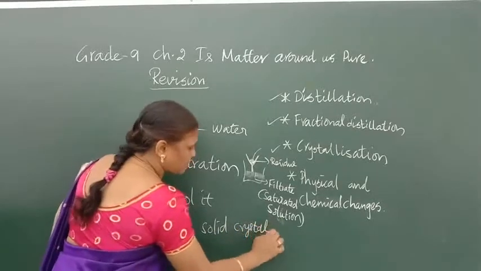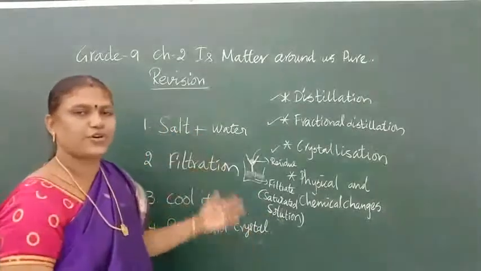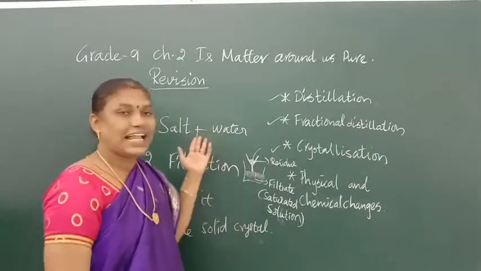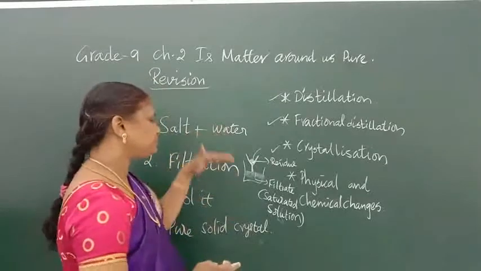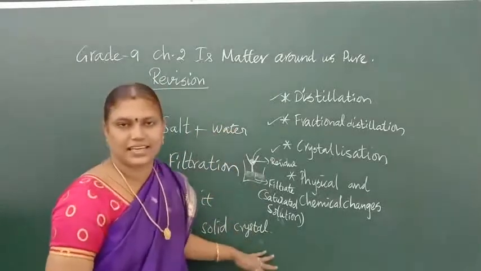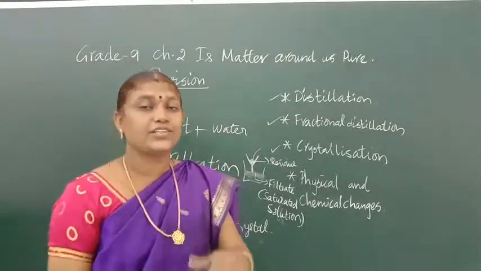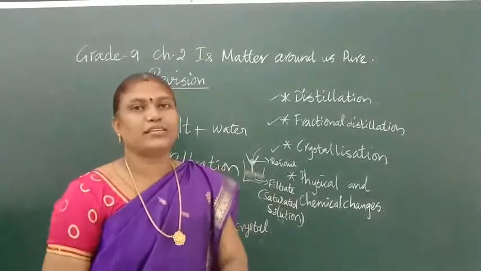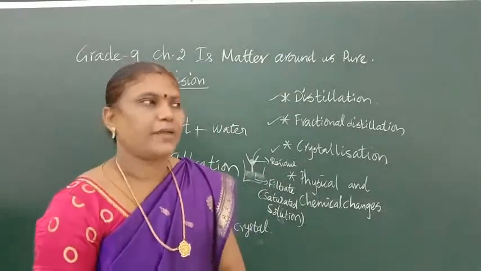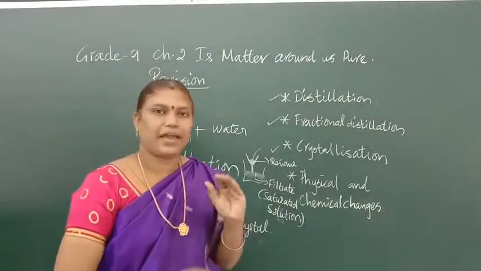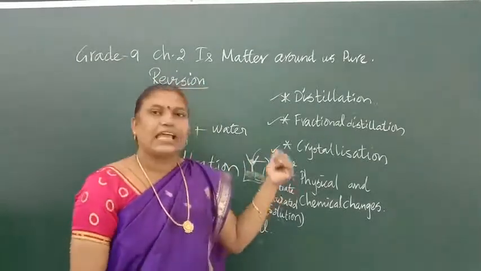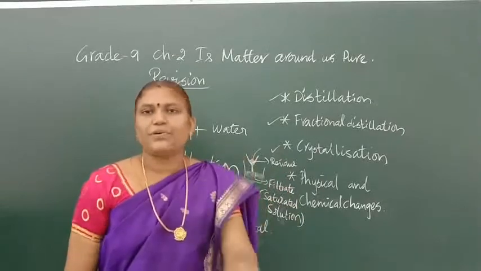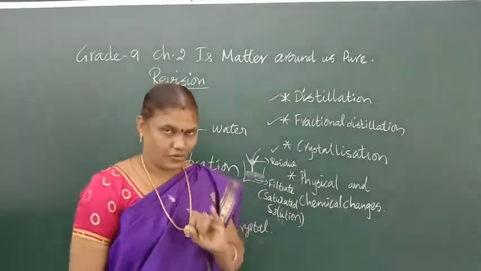If you take copper sulfate crystal, sodium chloride crystal, calcium sulfate crystal, like that, according to the salt you will get crystal. What is the advantage of crystallization over evaporation? In evaporation, they may contaminate with some other solid particles, but here in the crystallization impurities will not be there, you will get pure form.